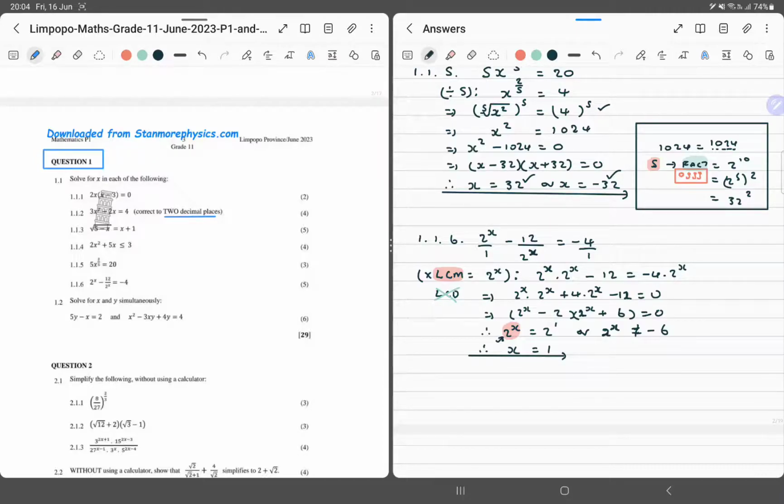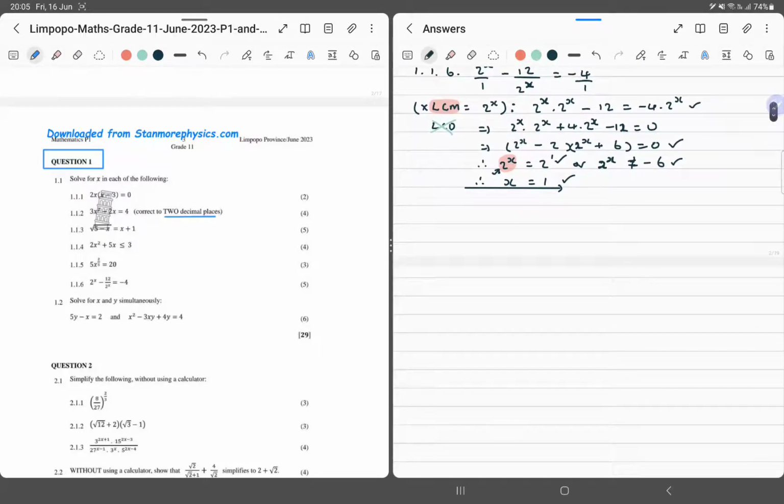Now let's see, how many marks are we getting here? 5. Okay. I believe this step is important. And I believe this step is also important. I believe rejecting this answer is important. And accepting that is important. And the final answer is important. So that's how probably those 5 marks are arrived at. Okay, great. So let's do 1.2 quickly.